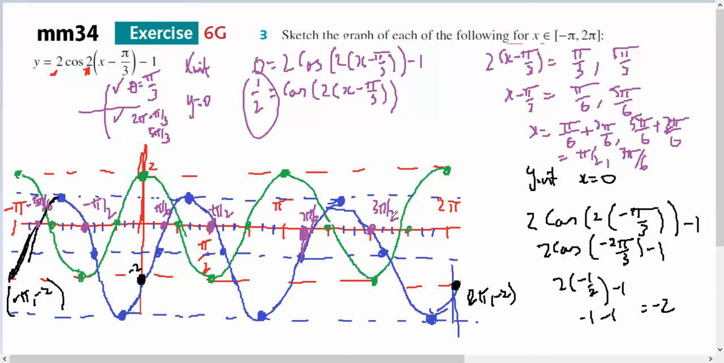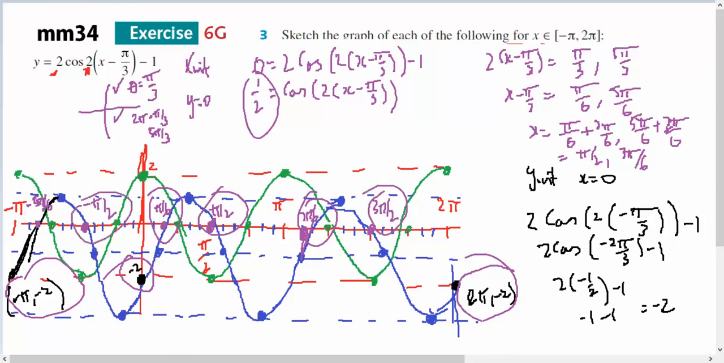So, okay, I draw that out again. I know my endpoints, I know my y-intercept, and now I know all of my x-intercepts. I know the maximum will be at 1, the minimum will be at negative 3, and you'll have a median through at negative 1. That's what the graph looks like.